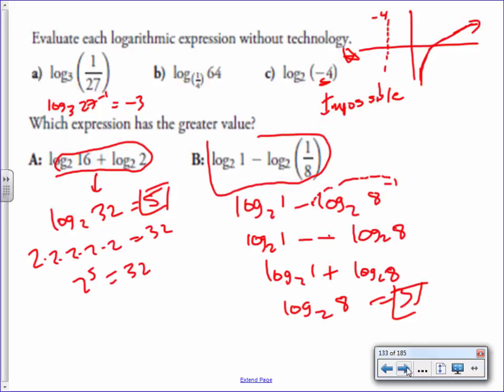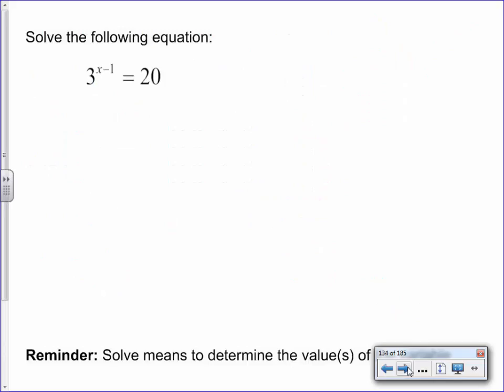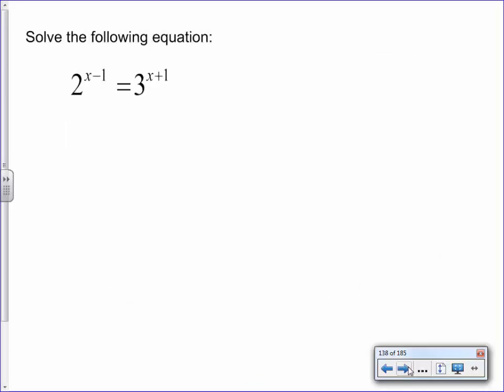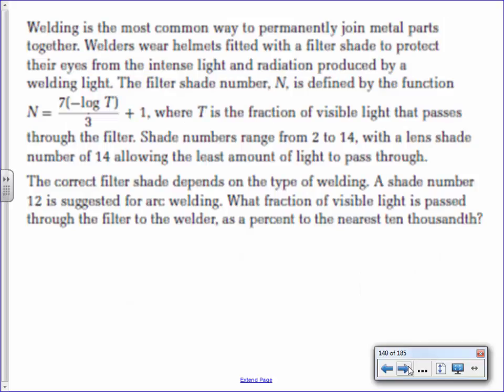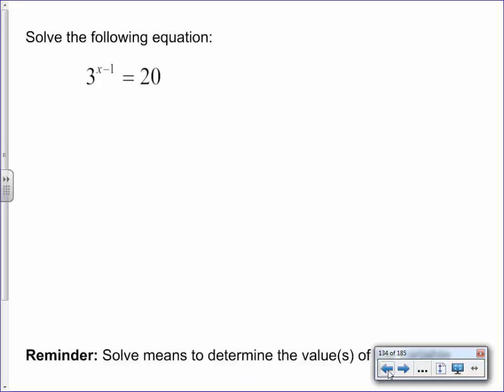You guys still good? What time is it? Okay, I do have too many examples. Let me do 2 more examples and we'll take a break, okay?